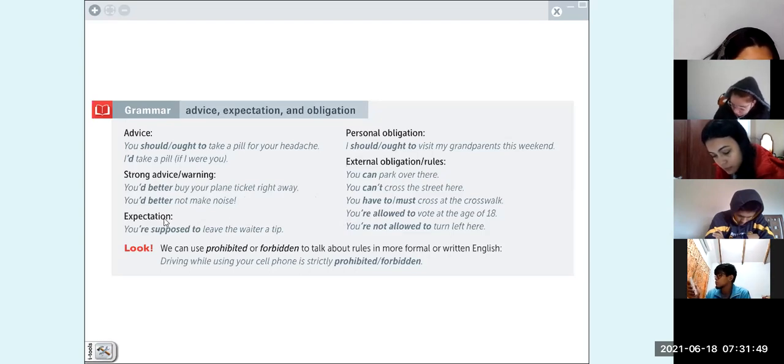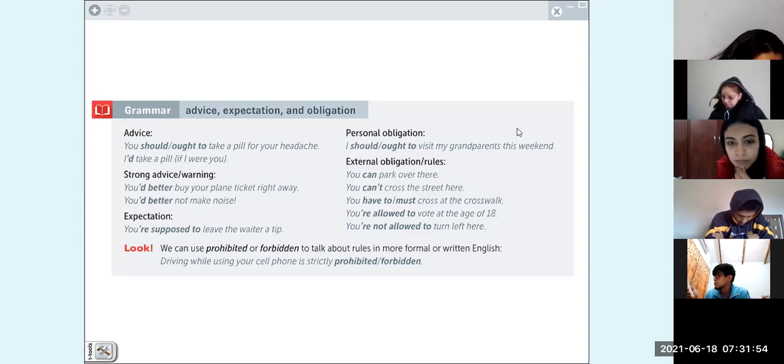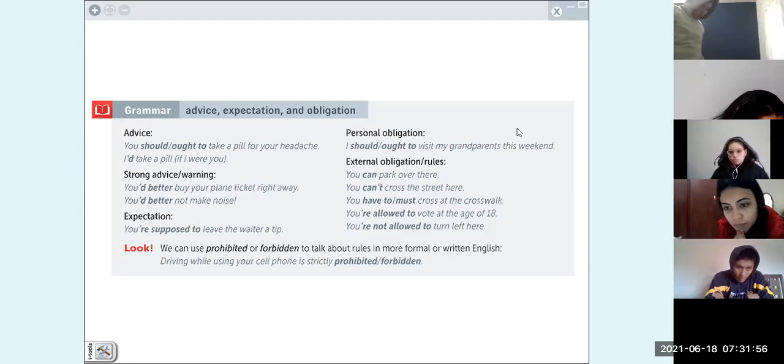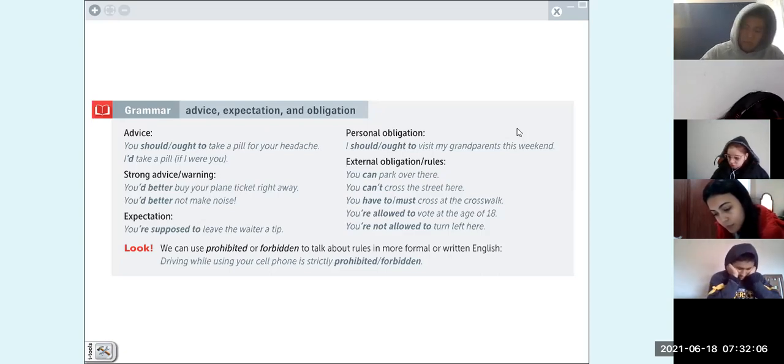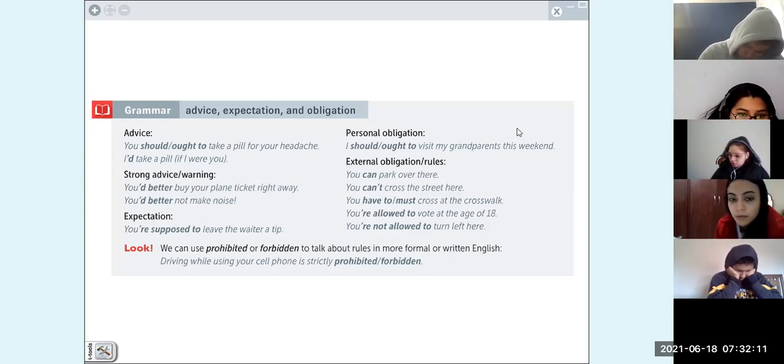Any other strong advice that you can give to your partners? You should better disinfect your hands before you enter to your house. Very good. Disinfect your hands before enter to your house. Any other advice? We can say you should better study for the test. Okay, this is a strong advice from your teacher. You should better study for your test, right?